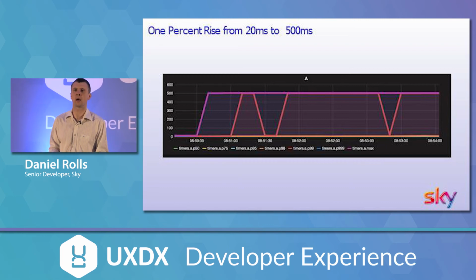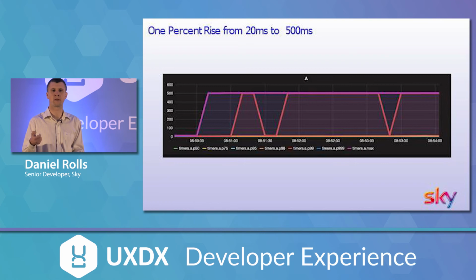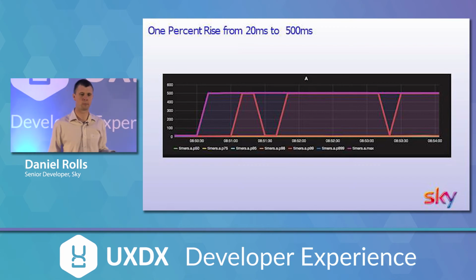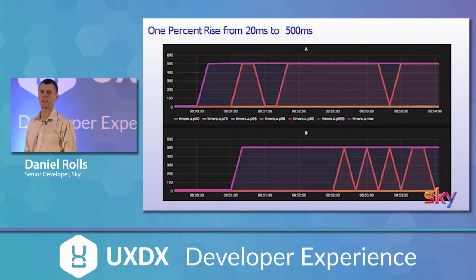Now, at Sky, we have different clients coming in to watch video. You can watch content on your phone, on a PlayStation, on a PC. And naturally, some clients are more popular than others. So let's shift this graph up. This is graph A. And graph B below is the same again.